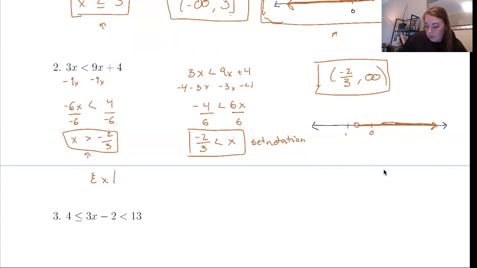You would write x such that, that's what that line means, x is greater than 2/3. That would be the set of all x. So that's why that's called set notation. This is called interval notation. Okay.